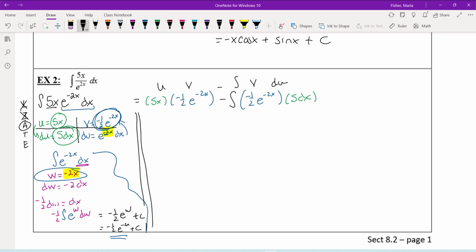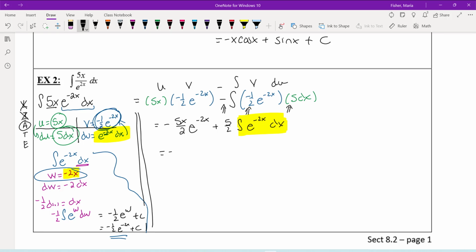Cleaning this up, we have negative 5x over 2 e to the negative 2x, and then minus a negative 1/2 times 5 becomes a positive 5/2 that we pull out of the integral, and then all we're left with is e to the negative 2x dx. Well, can I integrate e to the negative 2x dx? Yes, absolutely. We've already actually done that over here.